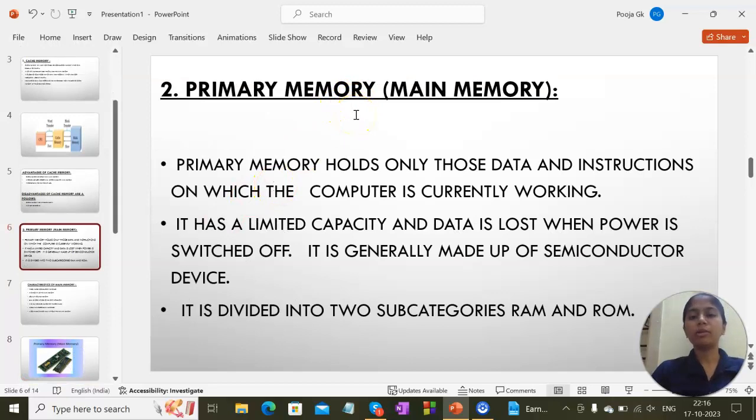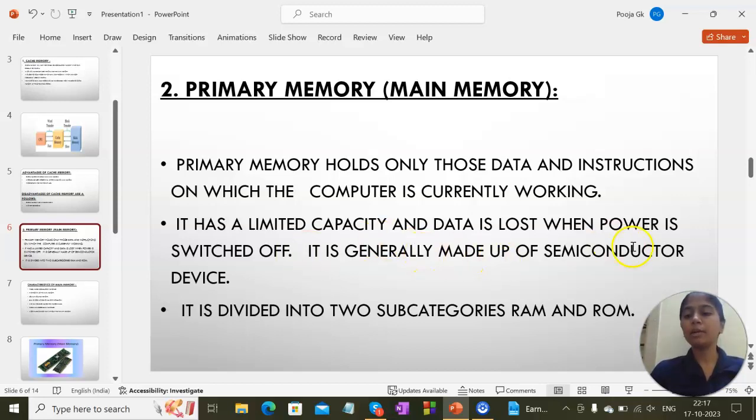Primary memory is nothing but the main memory. Primary memory holds only those data and instructions on which the computer is currently working. It has limited capacity and data is lost when the power is switched off. When power is turned off, the data and any programs will be erased.